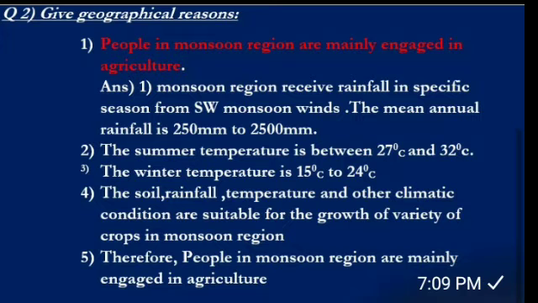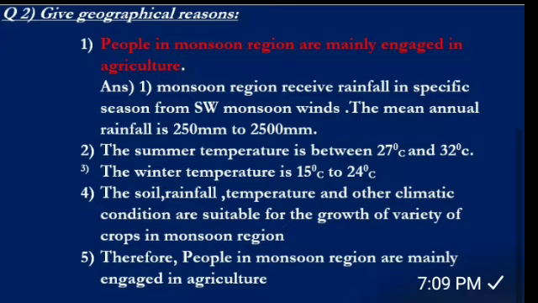The summer temperature of the monsoon region is between 27 degrees Celsius and 32 degrees Celsius. Its winter temperature is approximately between 15 degrees Celsius and 24 degrees Celsius. The soil, rainfall, temperature and other climatic conditions are suitable for the growth of a variety of crops in the monsoon region. Therefore, people in the monsoon region are mainly engaged in agriculture.